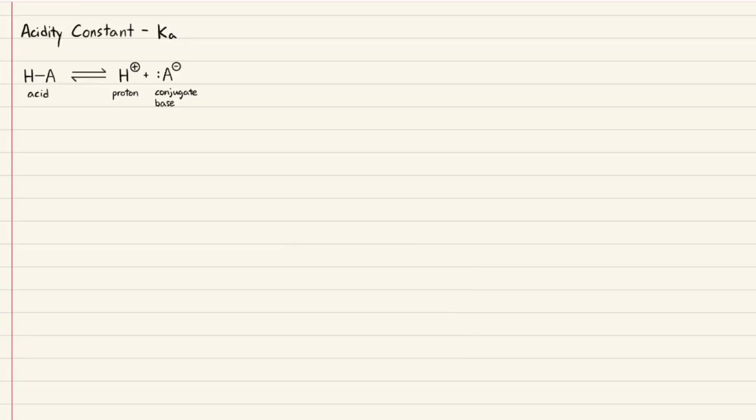Let's begin with a review of the acidity constant, Ka. Ka is an equilibrium constant that measures the equilibrium between an acid, HA, and its dissociation into H+ and its conjugate base, A-. Mathematically, Ka equals the concentration of the products over the concentration of the reactants. Specifically, Ka equals the concentration of protons multiplied by the concentration of the conjugate base A- divided by the concentration of the acid. A reaction's Ka is measured experimentally.